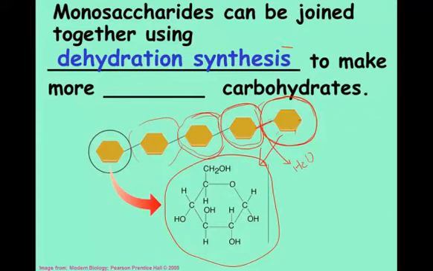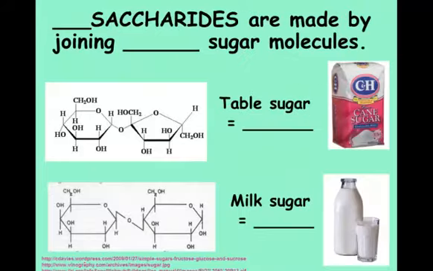Synthesis means to join something together. And dehydrate, in order for that bond to form, we're going to pull out a water molecule. And what it does is allow us to make more, we call them complex carbohydrates. Little bigger kind of carbohydrate molecules made by joining more than one sugar molecule together. So if I take monosaccharides, one sugars, and join them together, I can get a bigger carb. Some examples of carbohydrates that are made by joining more than one sugar molecule.